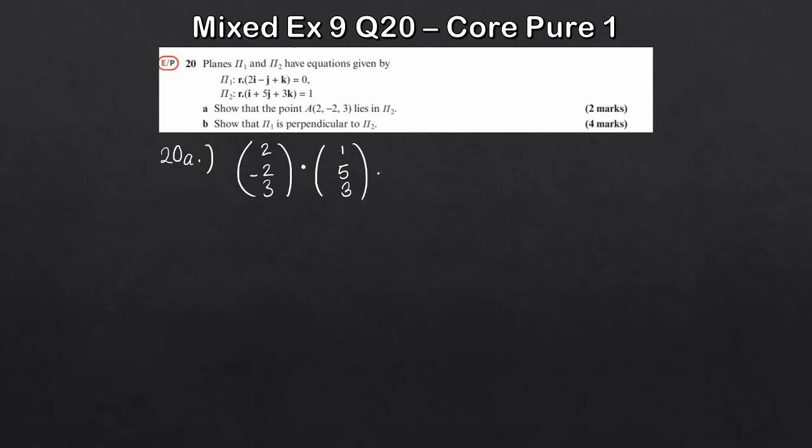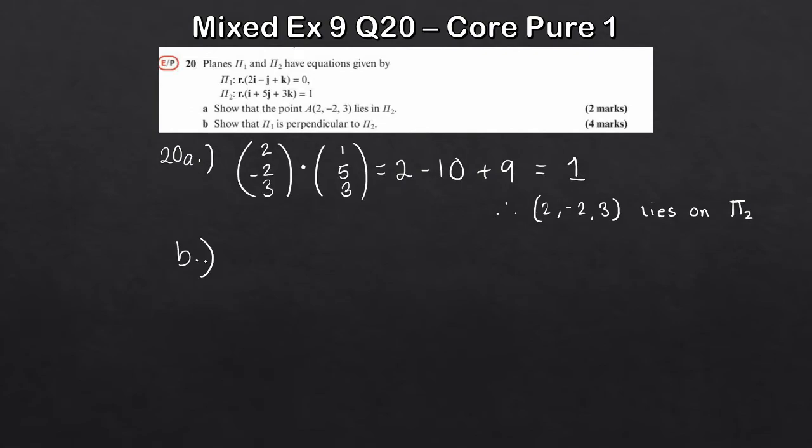So 2 times 1, so that's 2. Minus 2 times 5, so that's minus 10. 3 times 3 is plus 9. So 9 plus 2 is 11, minus 10, that's equal to 1. Perfect. Okay? So because that equals 1, therefore we can say that (2, -2, 3) lies on pi 2. Okay? So that's all we've got to say for that one. Just showing that the dot product there gives us the d, which is 1.